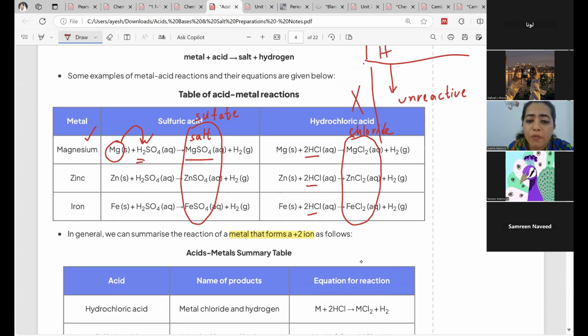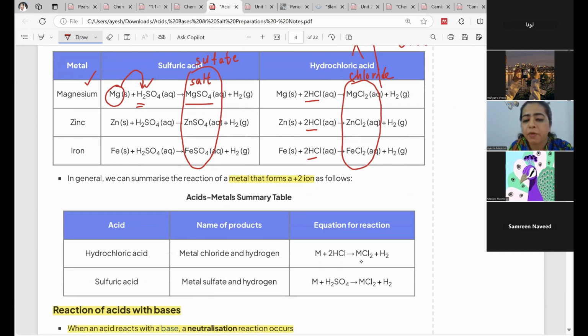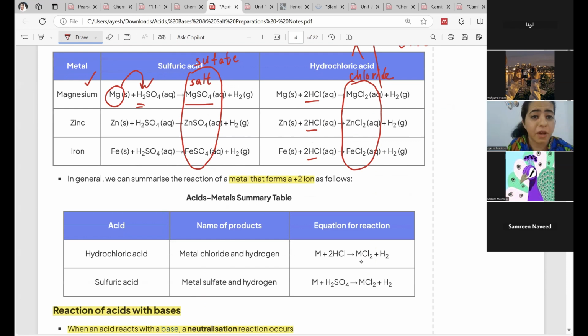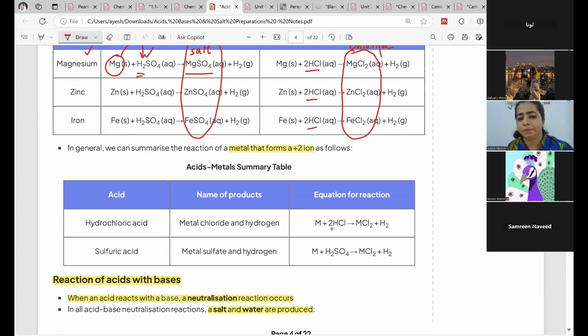Okay. After that, there is a table. Here I am going to ask you another exam question. How can they ask you the question in the exam? They can give you this equation. In the exam, they will never ask you a straight question, straight definition, or straight equation. They can ask you a twisted question.